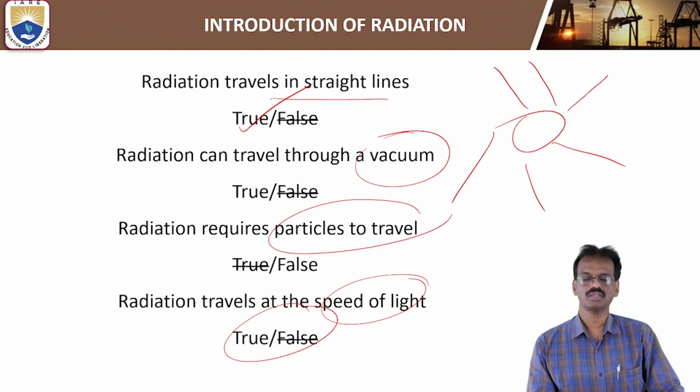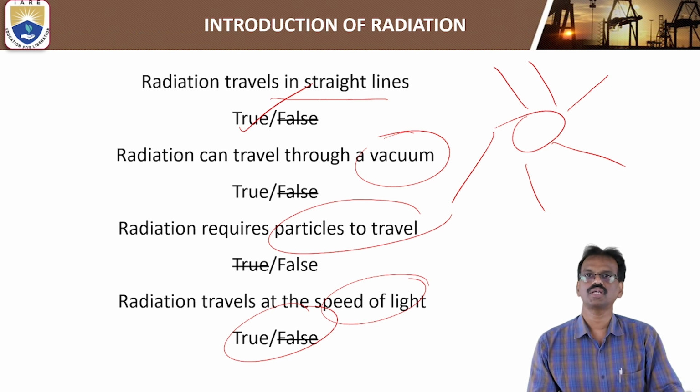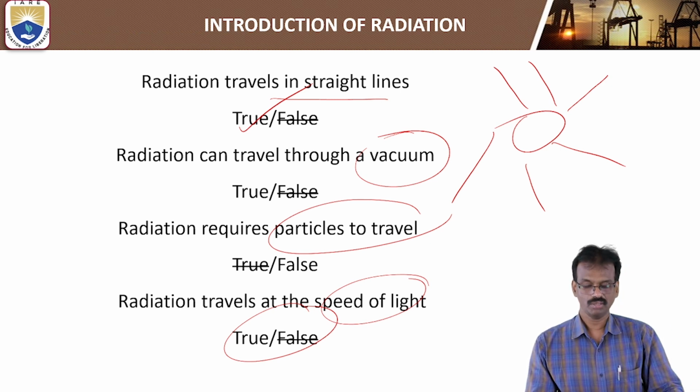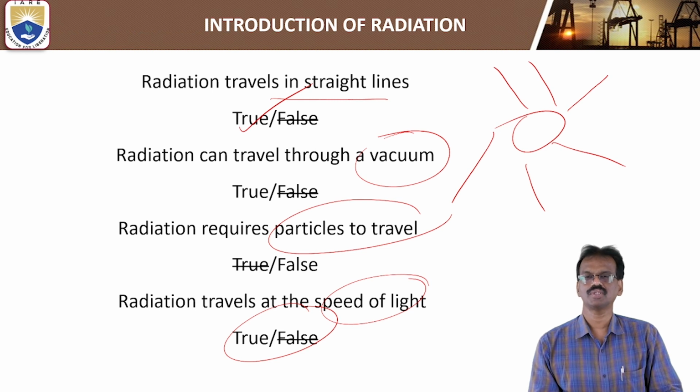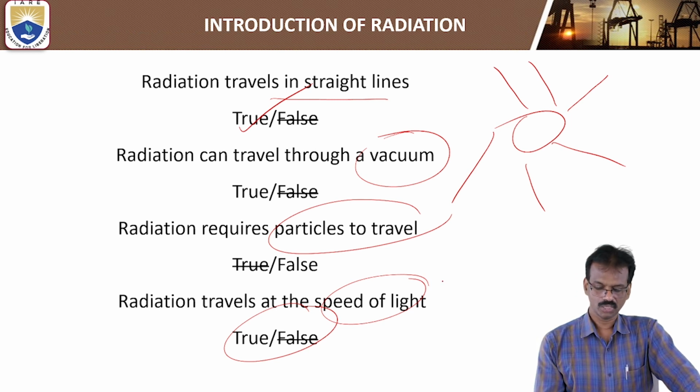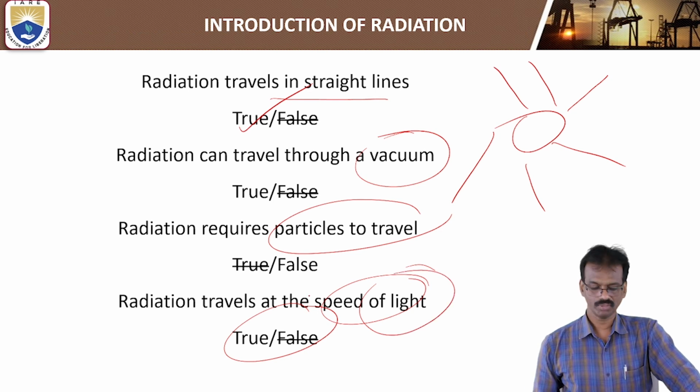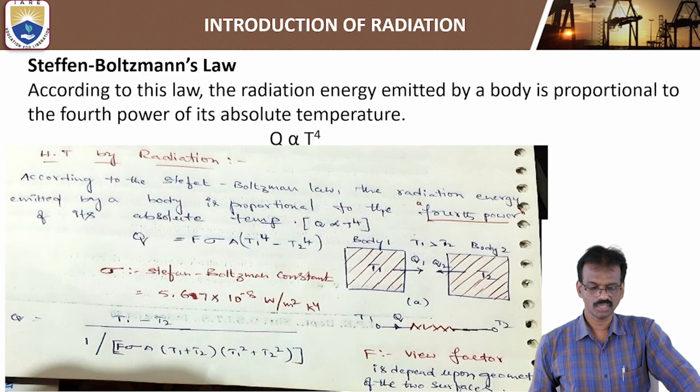Radiation occurs by means of electromagnetic wave phenomena. Electromagnetic wave phenomena means it is similar to the movement of light rays, so radiation also travels at a speed equal to the speed of light. We'll see a few points regarding that.